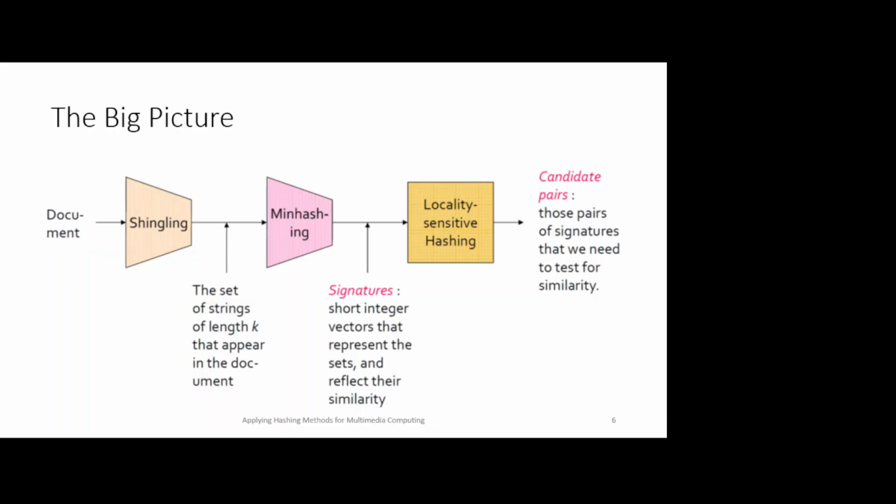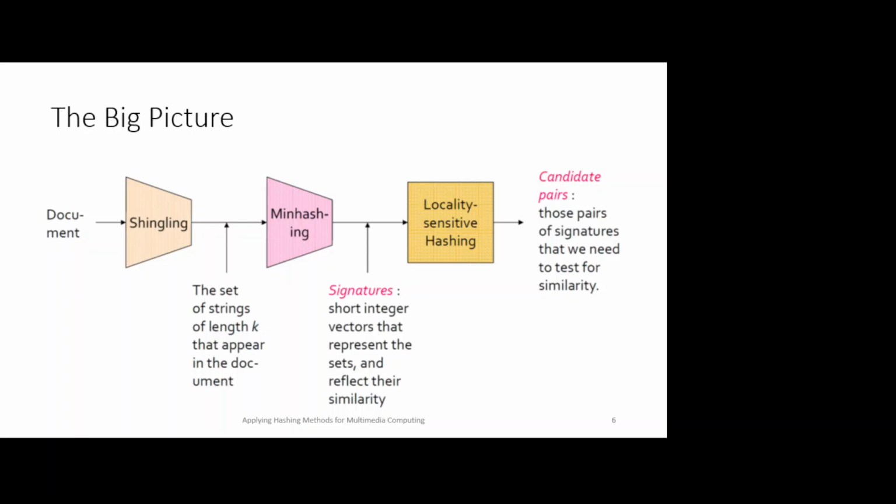This is our pipeline, how to apply the three techniques so that we can find similar sets in a very big database. Here is our document set. For each document, we use the shingling technique to extract its features. Suppose we generate a large feature set, and then this feature set goes through the min hashing technique.